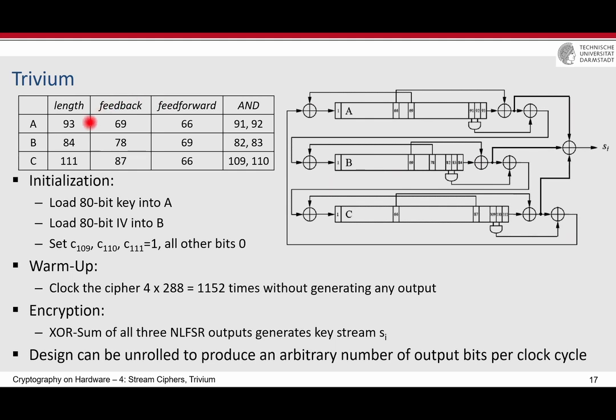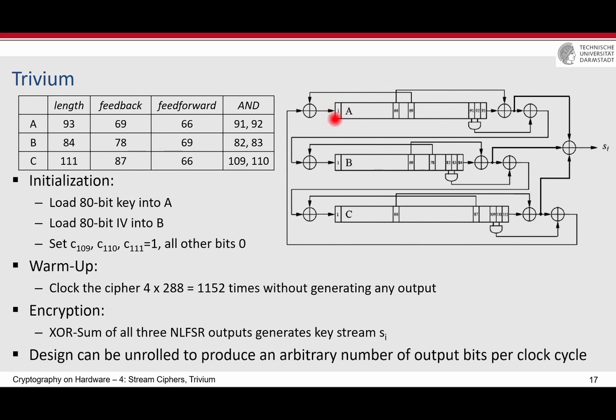More information on how this works, and the length and the feedback and feed-forward information of the cipher, are explained here. The cipher has an 80-bit key and also an 80-bit IV, initialization vector. For the initialization, we load the 80-bit key into A here, and the 80-bit IV into B. You may say, hey, A has 93 bits and B has 84 bits. What do I do with the rest? All other bits are 0.